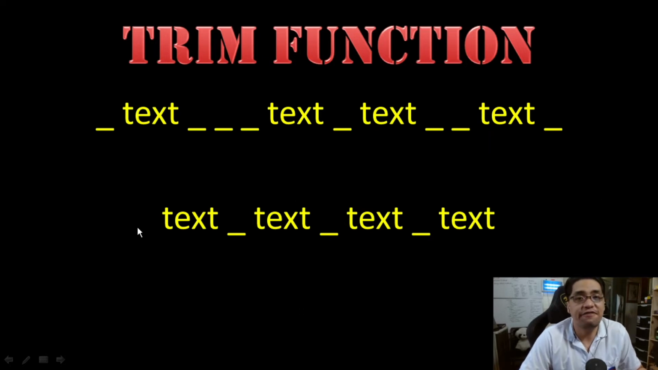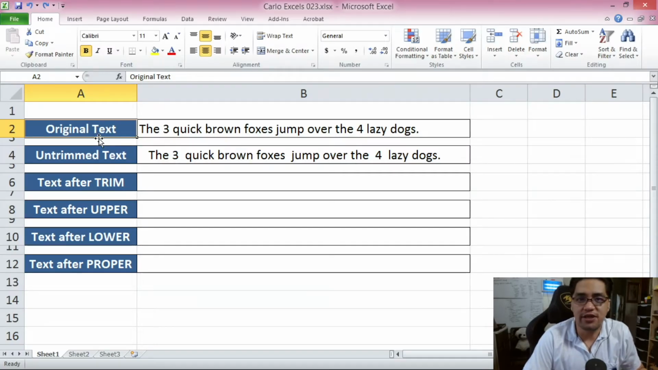So you will notice that after the trim function is administered, the trailing spaces will be removed, any leading spaces will be removed, and if there are multiple instances of spaces between text, all of them will be reduced to just one space. So let's try doing the trim function.